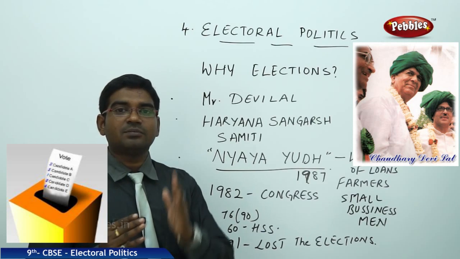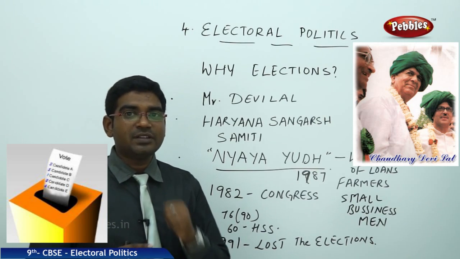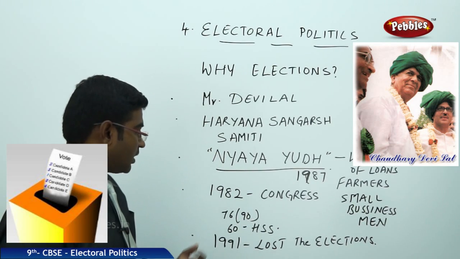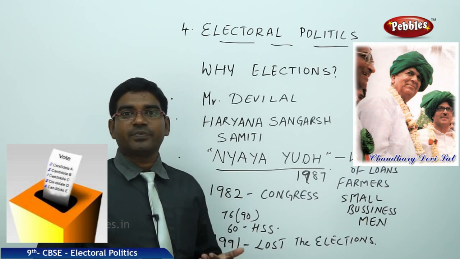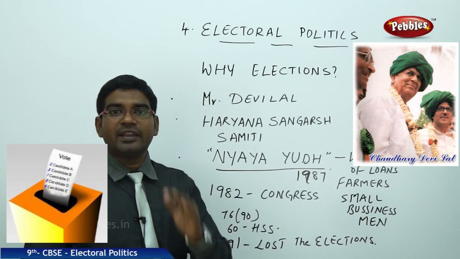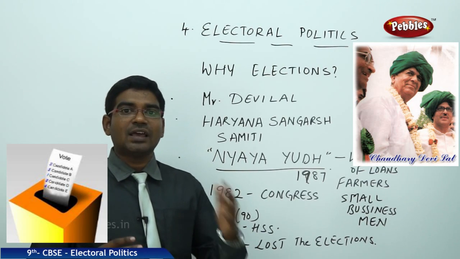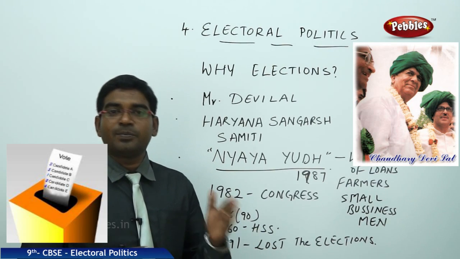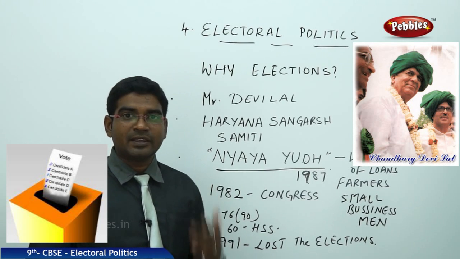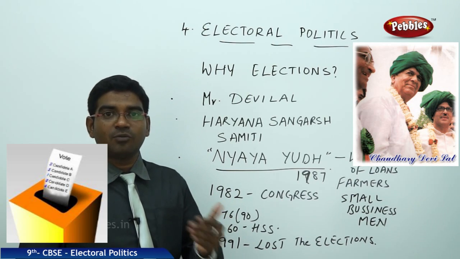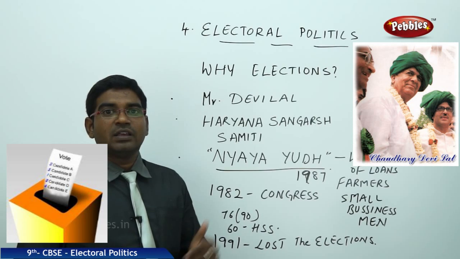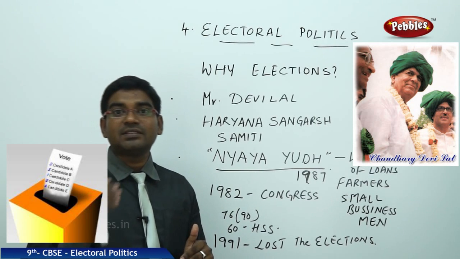So the Haryana Sangharsh Samiti party won 60 seats on its own, and it was able to rule happily for the next 4 years. In the year 1991, the elections came again, a bit early. Actually, elections are conducted every 5 years, but here we see a case where they came 1 year earlier. In 1991, again people were dissatisfied with the existing government.